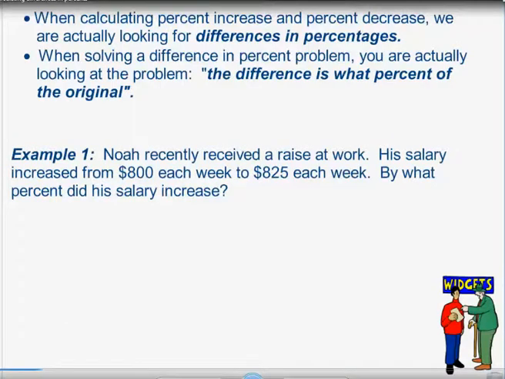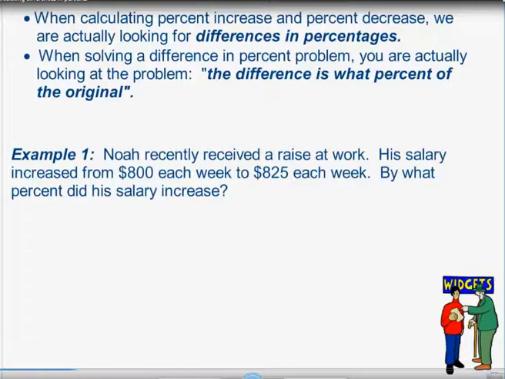When solving problems that involve finding the percent increase or percent decrease, you're actually solving differences in percentages. When you solve these types of problems, you're looking for the difference is what percent of the original. Let's look at a few examples to see how we solve problems involving percent increase and percent decrease.